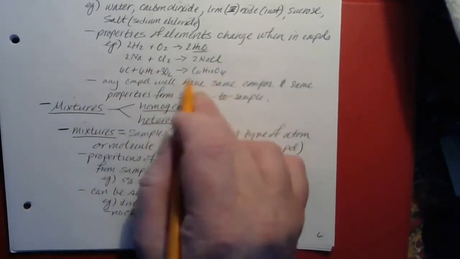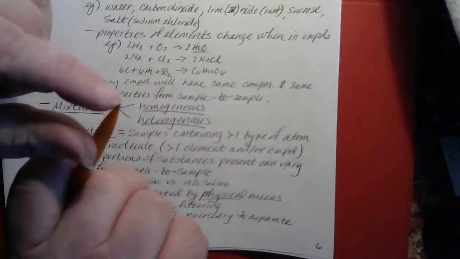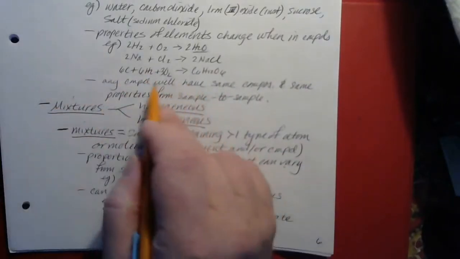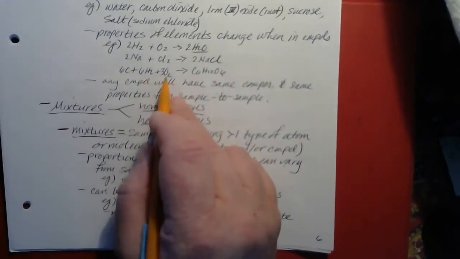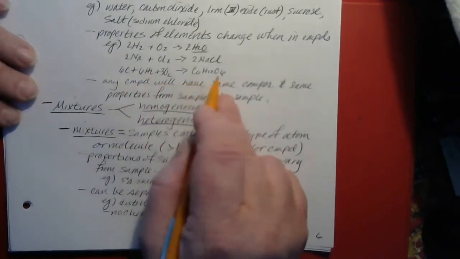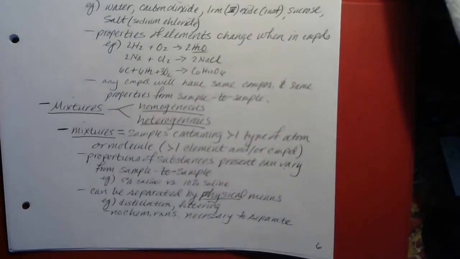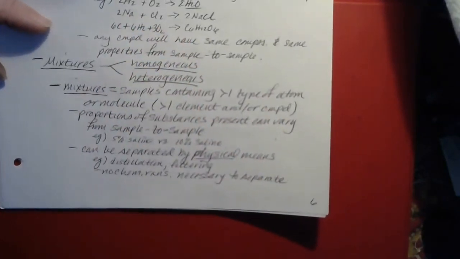Glucose, the sugar in our blood, is made up of carbon, which is like graphite. That's carbon right there. Hydrogen, the explosive gas, and oxygen, the gas that supports combustion. Combine those together, you get a white crystalline solid that tastes sweet. So again, when you bond elements together to form compounds, the properties end up being very different.